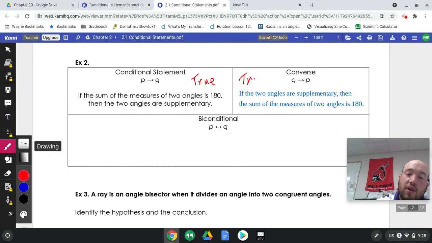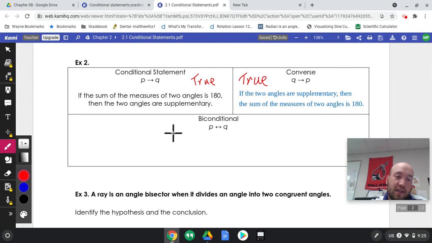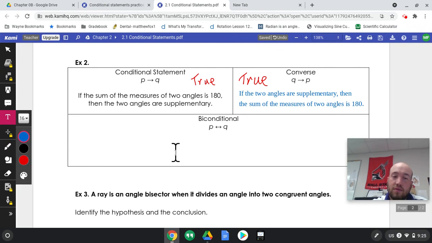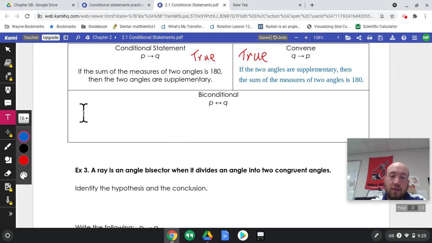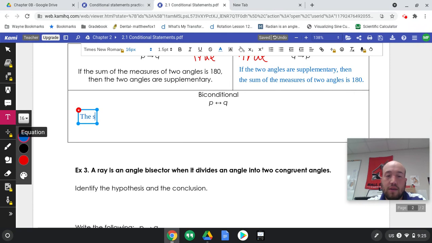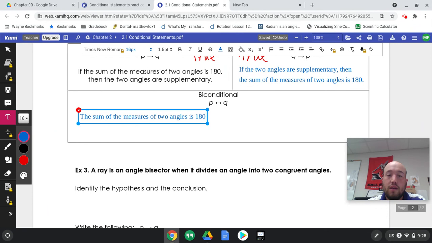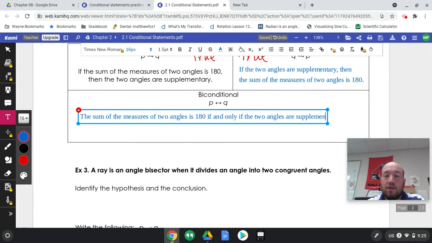So since they are both true, now we can write our biconditional. So we'll take the front part. So the sum of the measures of two angles is 180 if and only if the two angles are supplementary. And we'd be done.